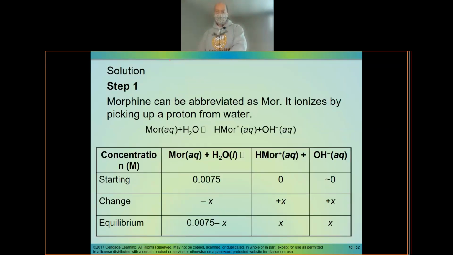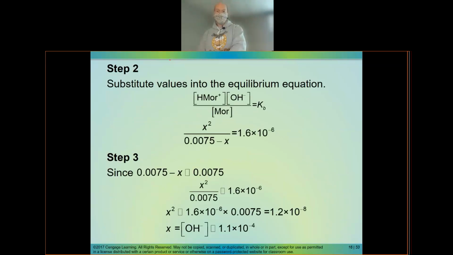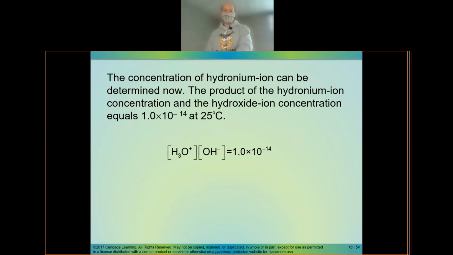All right, so they work it out for you. You got your initial, your change, your equilibrium, and then you plug it into your Kb. They do not show the calculation of your Cb over Kb. That should be shown here, and that is then greater than 1,000. Therefore, I'm going to neglect this minus x and get my answer of 1.1 times 10 to the minus 4.